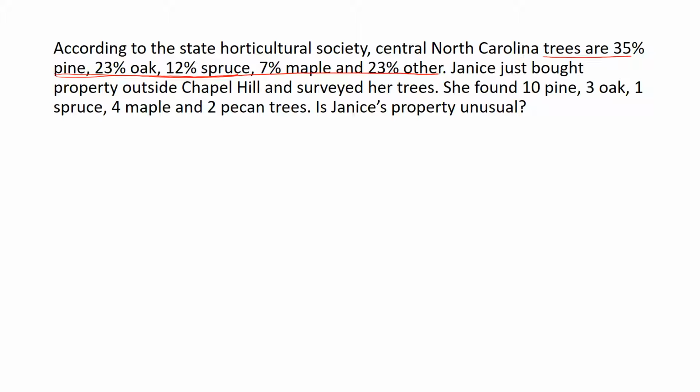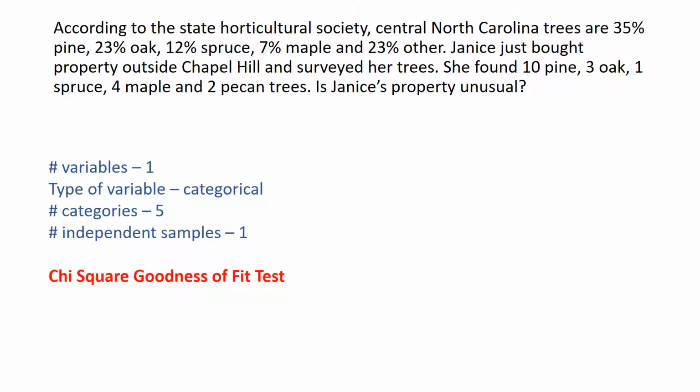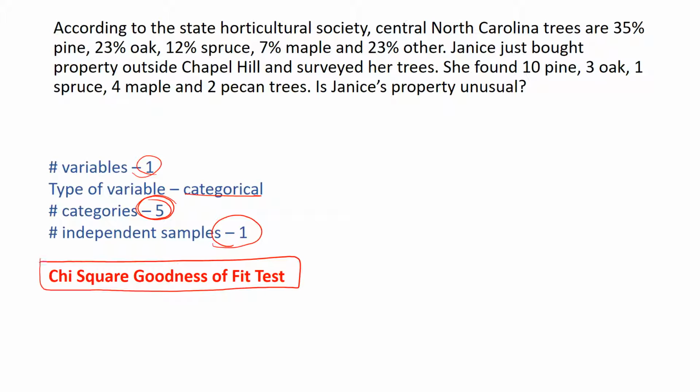I see only one sample. Janice surveyed her trees. I see no other surveys. So we have one categorical variable with 5 categories. That means we must be using a chi-square test. We have only one independent sample, so this is a chi-square goodness of fit test.